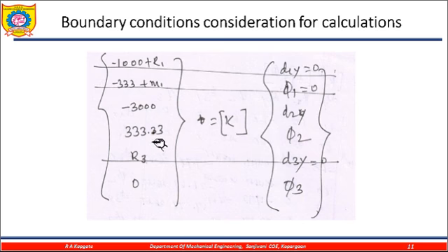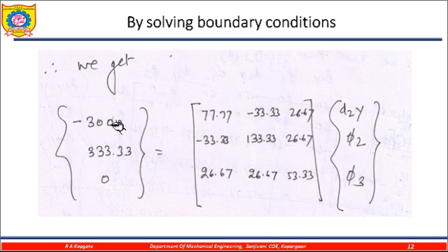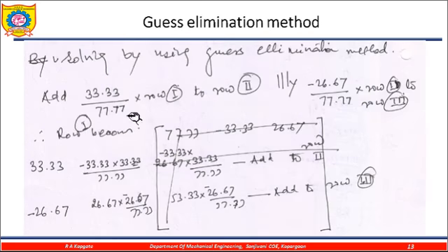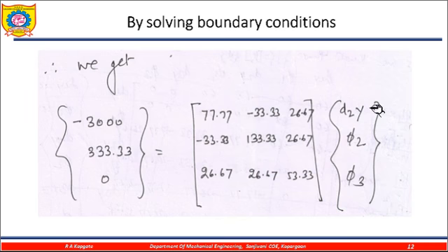Now here see, this is the 3000, and this is the 0, and the K matrix is available. This is the 3000, this is 33.33, and this 0 is equal to this matrix. Now we need to solve the problem. Here we have the simultaneous equations, this is equation 1, this is equation 2, and this is equation 3. With three terms it is very difficult to solve these simultaneous equations.